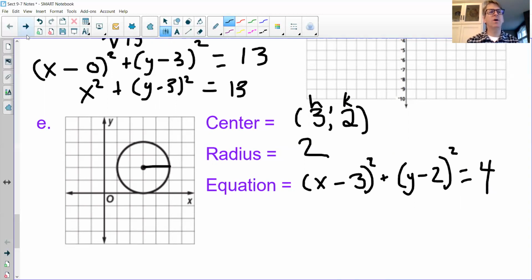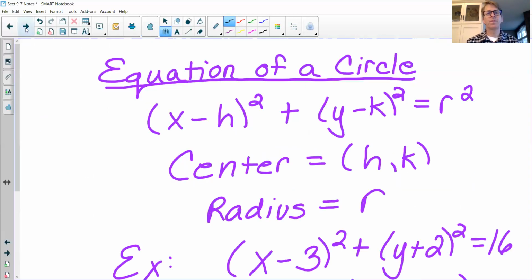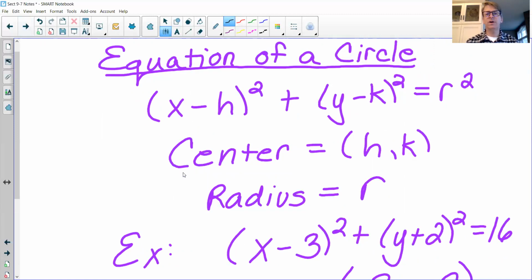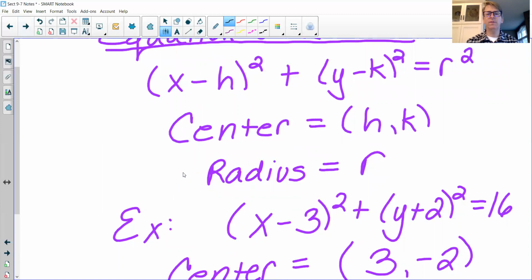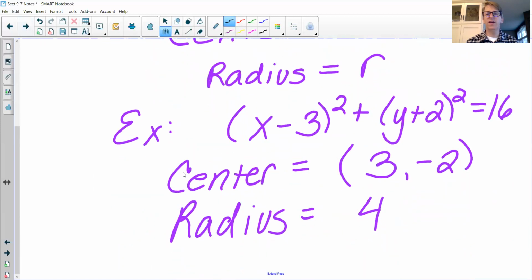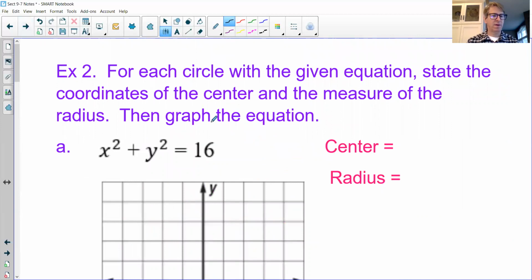Page 2 is basically notes. The equation of the circle, just basically notes saying what the equation of the circle is, h and k. And now we're going to move on to example 2. Okay, so this is a continuation of the previous material. So just different types of questions, all right?